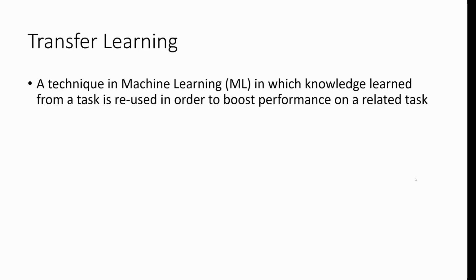What is transfer learning? Transfer learning is a technique in machine learning in which knowledge learned from a task is reused in order to boost performance on a related task. In this case, we're using the knowledge learned from Google training BERT on its large corpus of data in order to boost performance of our classifier that will predict if a comment is clean or toxic.